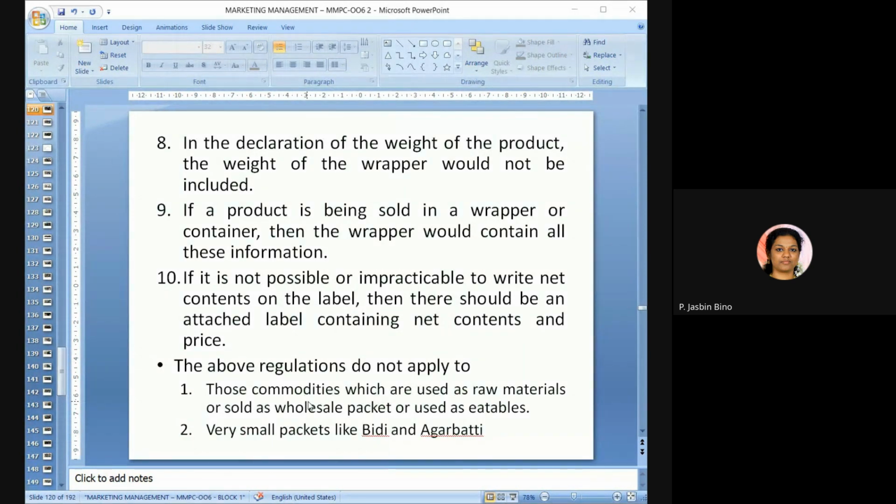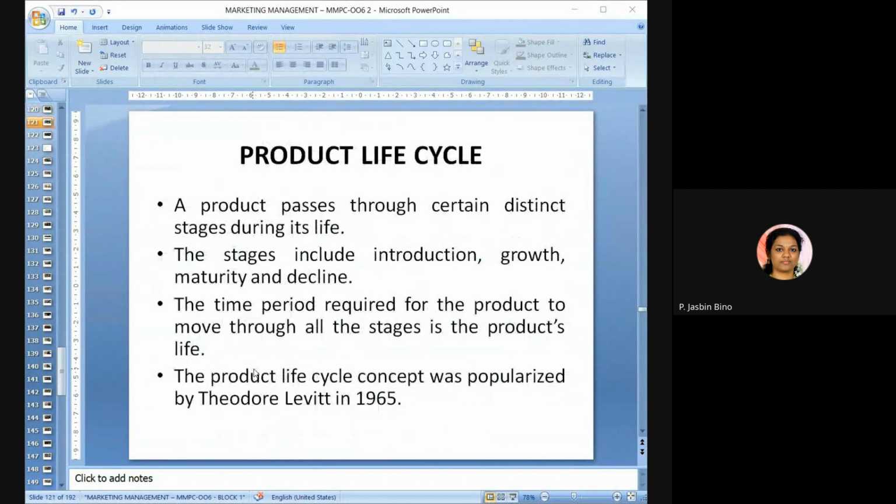The above regulations do not apply to commodities which are used as raw materials or sold as wholesale packets or used as eatables. Very small packets like agarbatti, for these things, these regulations are not applicable.